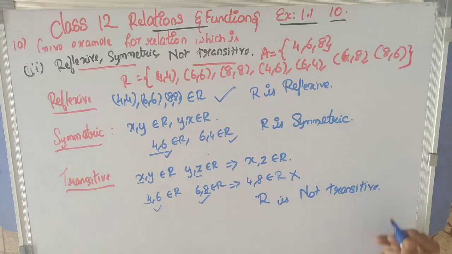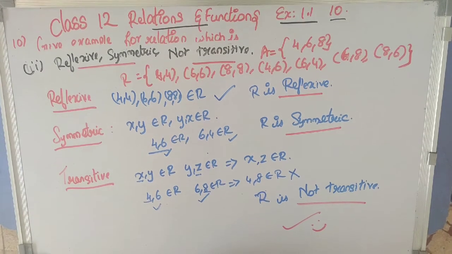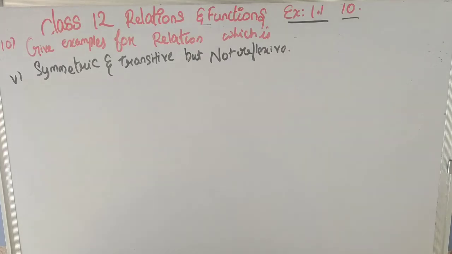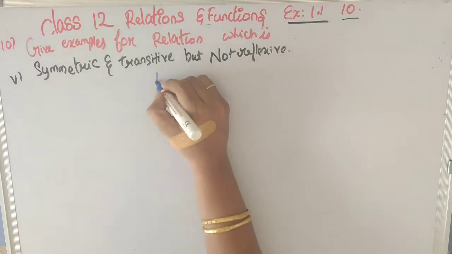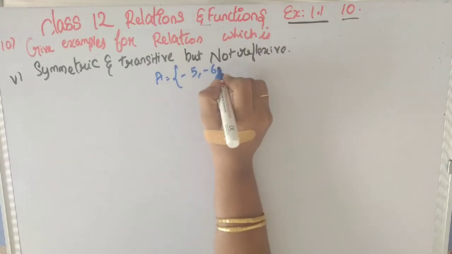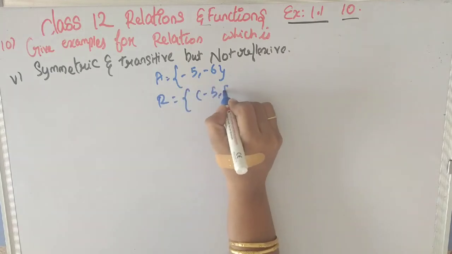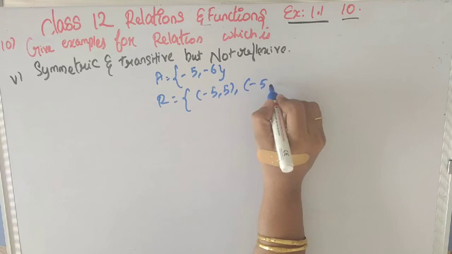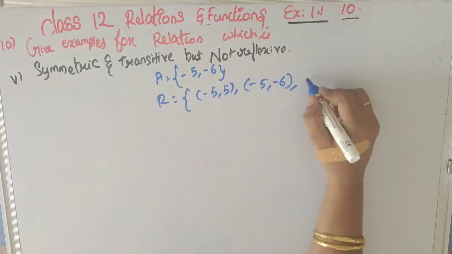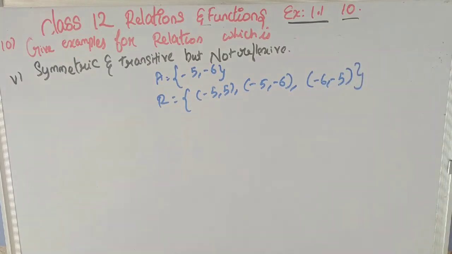Clear? So, we have given an example for a relation which is reflexive and symmetric and not transitive. Do you understand? Now, we can go to the next question. Here, we have to give an example for a relation which is symmetric and transitive and not reflexive. Here we can take set A equal to {-5, -6} and we can define relation R as {(-5, 5), (-5, -6), (-6, -5)}. This is the relation R.